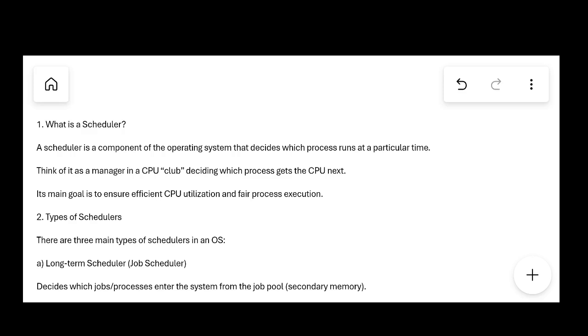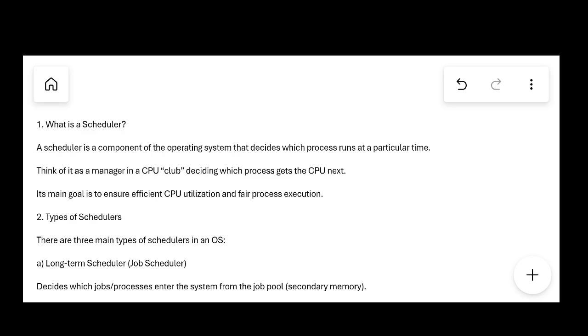Let's start with the basics. Basically, a scheduler is a part of the operating system that decides which process runs at a given time. Think of it like a manager in a busy CPU club. Imagine the CPU is the DJ and processes are people waiting to dance. So the manager decides who gets the DJ's attention next.